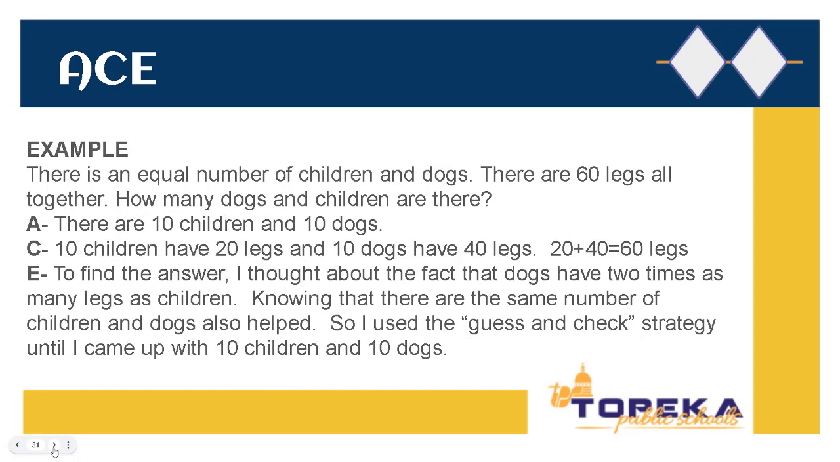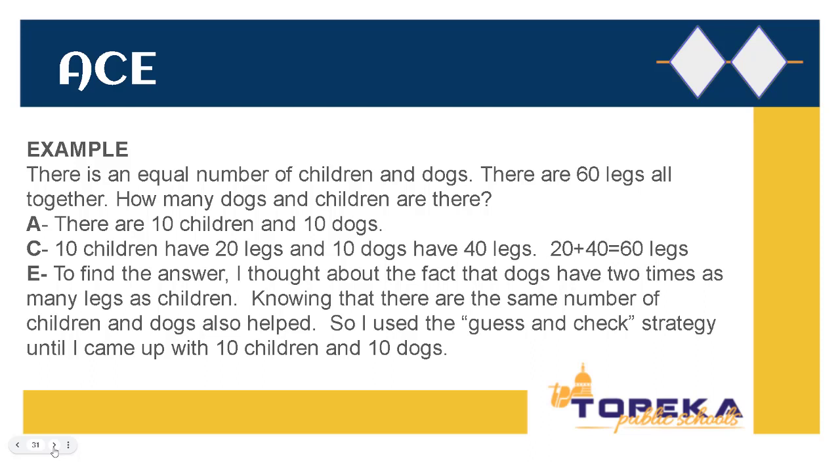Here's an example for math. There's an equal number of children and dogs. There are 60 legs altogether. How many dogs and children are there? So notice the beginning is the answer. There are 10 children and 10 dogs.